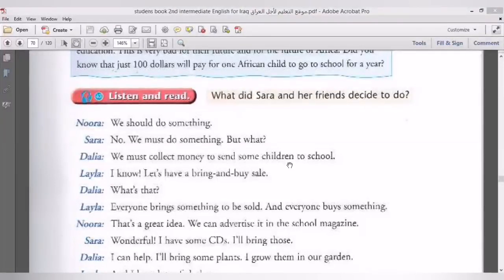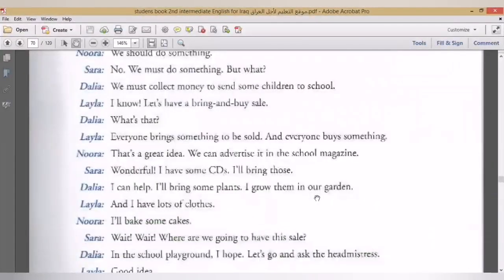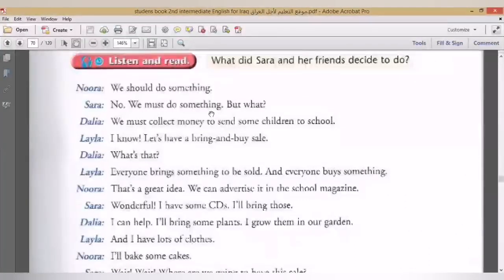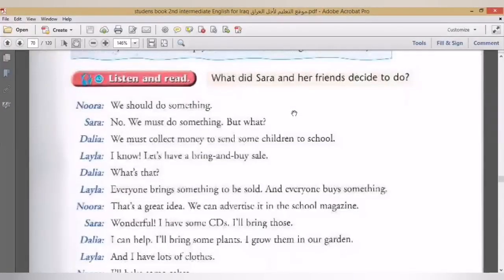So now I want you to find some examples from page 73 of sentences containing must. Can you? We must do something, right? Exactly. So, as you know, we use must to refer to what? What did we say? To obligation. So, how to use it in the sentence? It comes after the subject and before the main verb. And the main verb should be in its root form, right? Yes, exactly. So now let us move to the activity book.